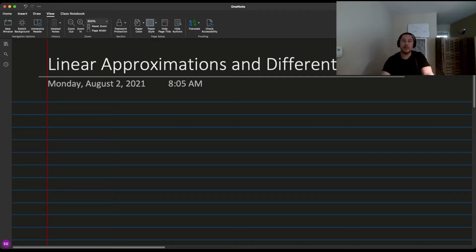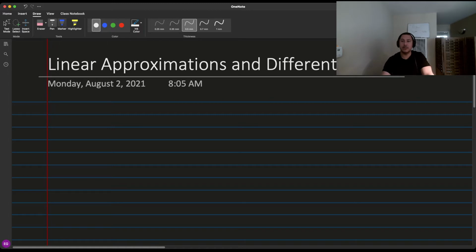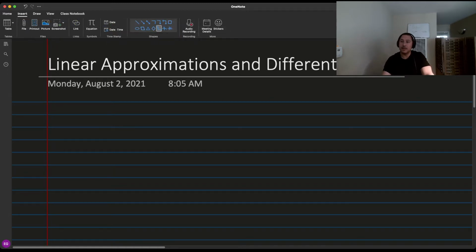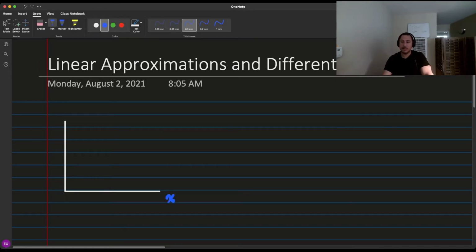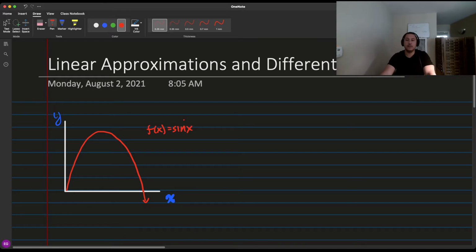So a good example, why do we need a linear approximation? I'm going to put in axes, x, y, and then let's use the function of sine. Okay, so let's say that this is f of x equals sine x. We know that f of 0 is 0. So that's this point right here.